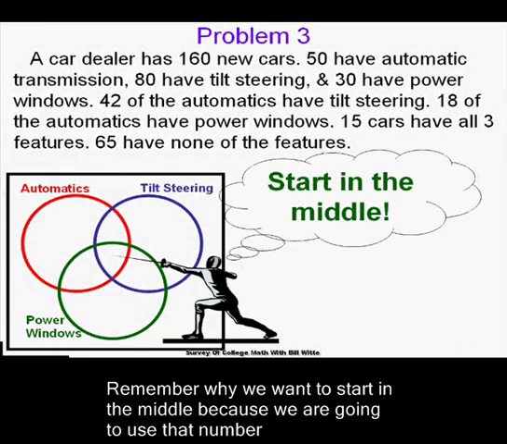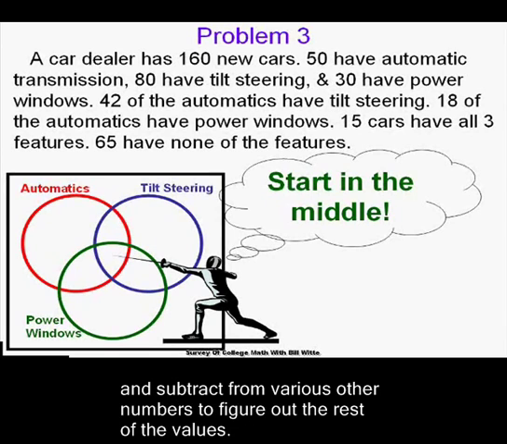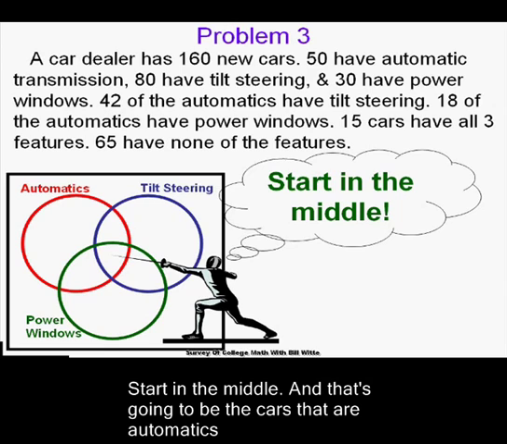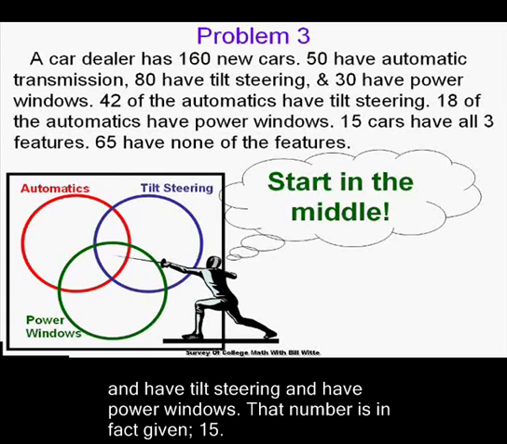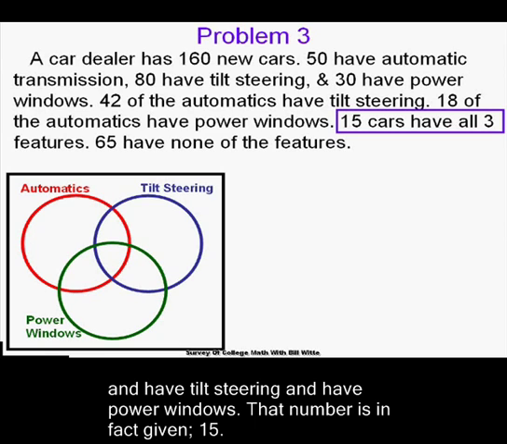Remember why we want to start in the middle, because we're going to use that to subtract from various numbers and figure out other numbers. So don't do it because I said so. Do it because it's really the only way to do it. Start in the middle. And that's going to be the cars that are automatics and have tilt steering and have power windows. And they told us that. So there it is. That's Fat City. Put that baby in there.